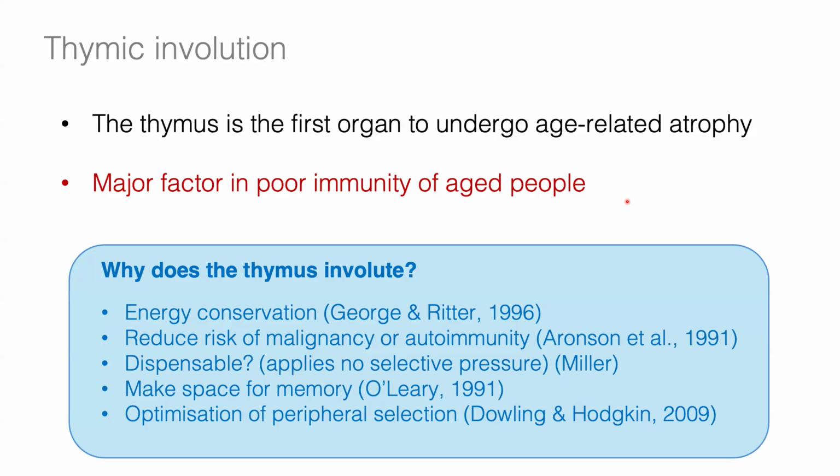This has prompted the question of why thymic involution should happen at all. And there have been several interesting hypotheses put forward, but no one's really been able to come up with a way to test these. Some of these include that maybe it's just a way to conserve energy, because it's a wasteful process to create and destroy so many thymocytes. Maybe it's a way of reducing the risk of malignancy, such as T cell acute lymphoblastic leukemia, or autoimmunity, as we know that the thymus has to screen a lot of potentially autoreactive cells. Maybe involution de-risks that. Maybe it's just dispensable.